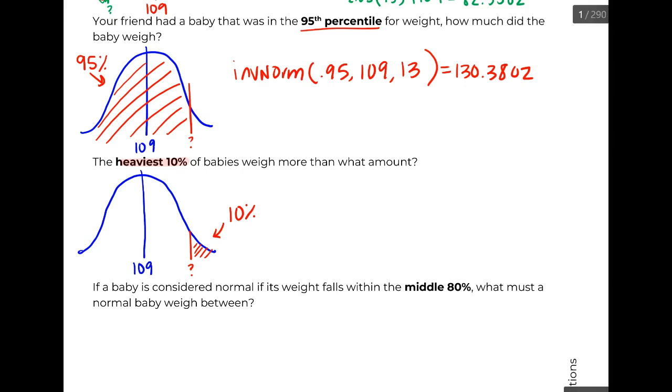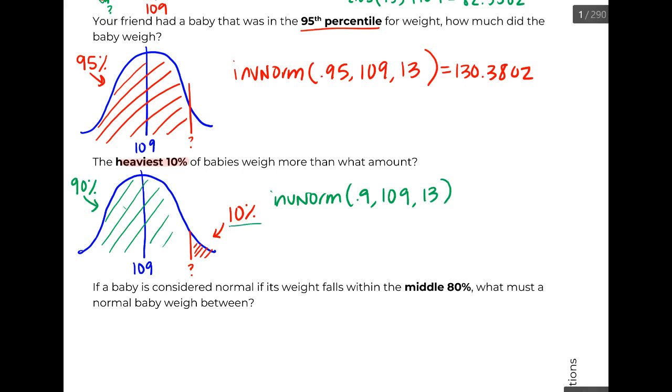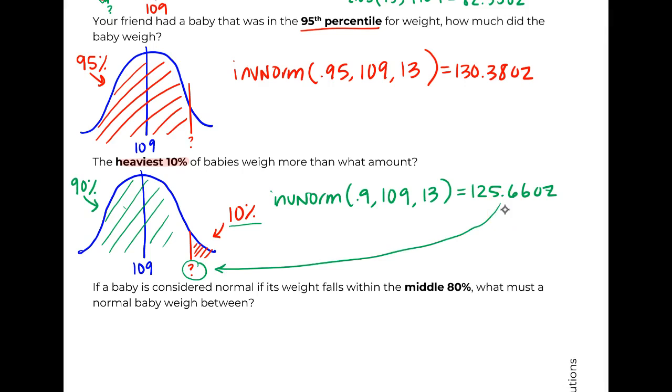So before we go to inverse norm, we have to figure out the left side. That baby is then heavier than 90% of babies. So inverse norm needs 0.9, and then your 109 and your 13. Now if you do this incorrectly and plug in 10%, as long as you have your drawing, it will immediately tell you you're wrong, because you're going to get a value that is less than 109, which doesn't make sense with your drawing. If we do it this way, 125.66 does make sense in terms of falling above 109 and being a pretty heavy baby based on our bunny hops, our standard deviations.